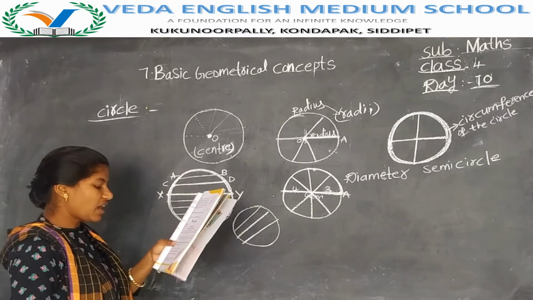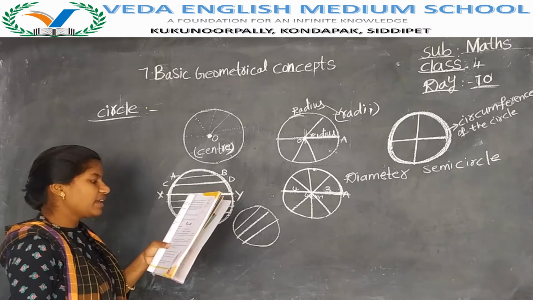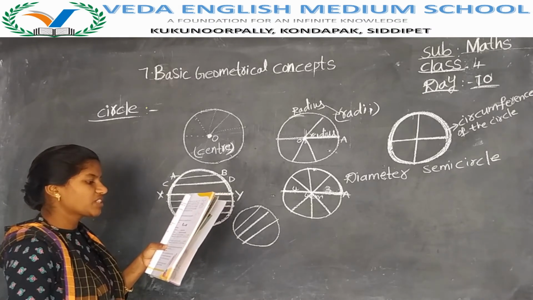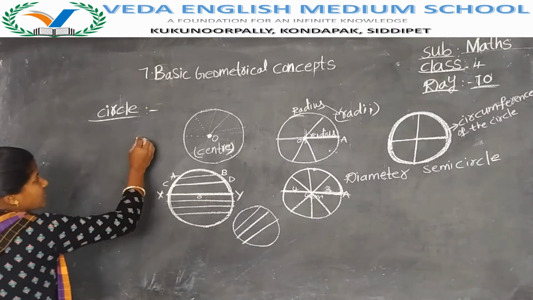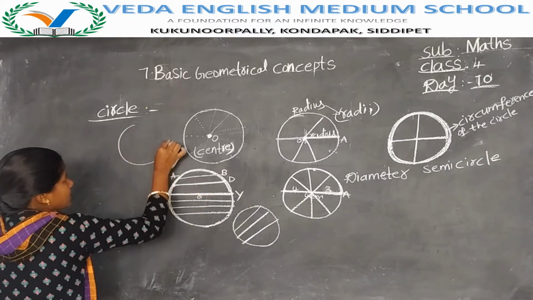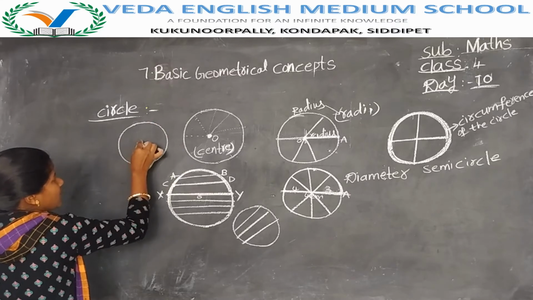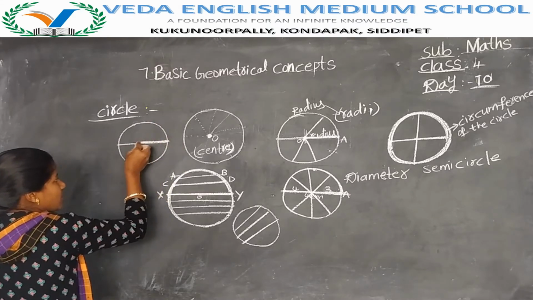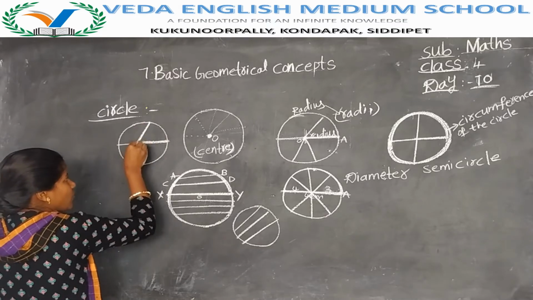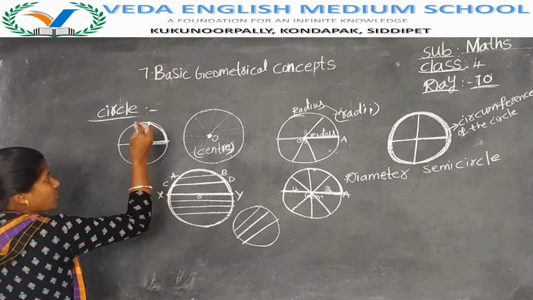Next, arc of a circle. Any portion on the circumference of the circle is called an arc of the circle. Here arc of the circle means we'll get like this. It is a circle, center of the circle, radius of the circle, diameter of the circle. Based on this diameter, here it is called one arc. This portion is called one arc.